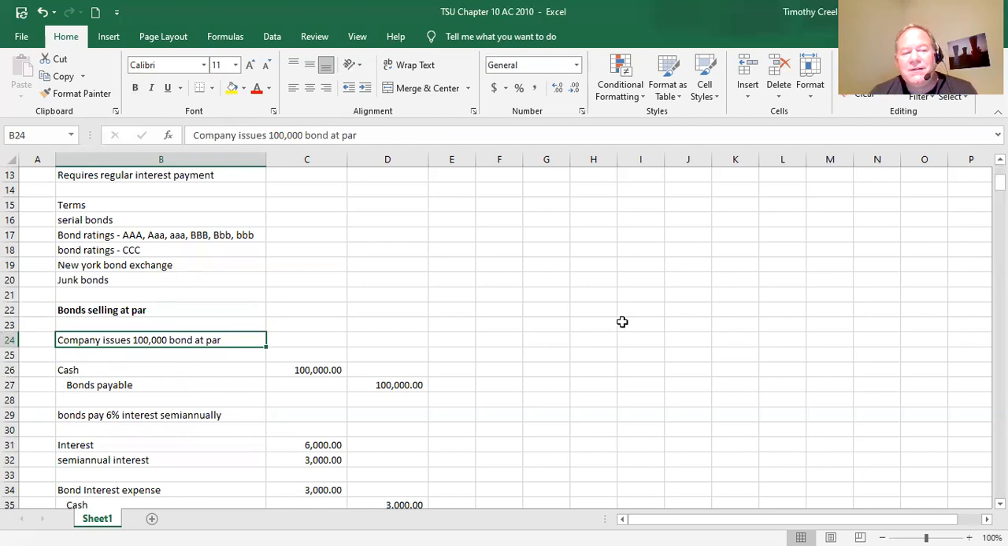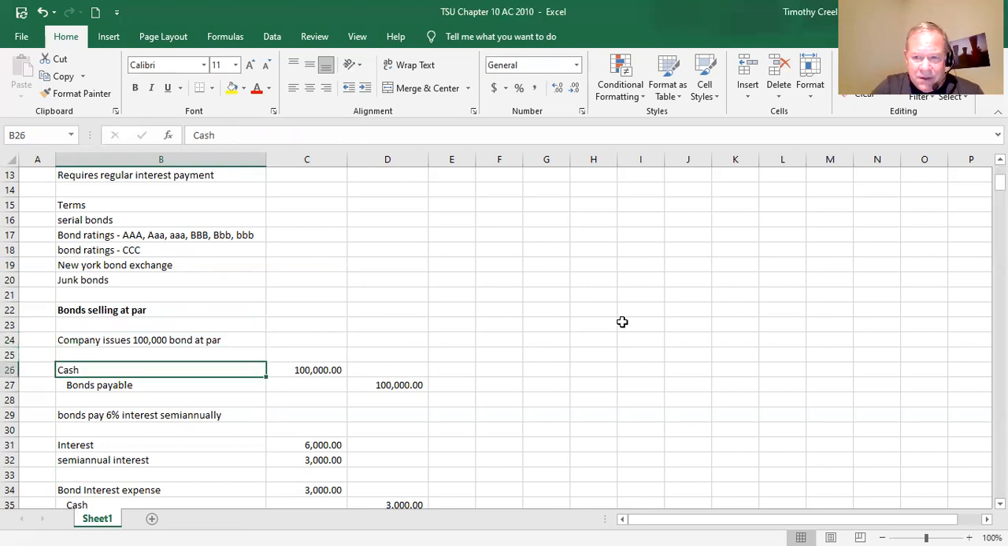Now, bond selling at par, what this means is that the bond is going to sell at its face value. Face value is the value that's on the bond. So if it's a $100,000 bond, it's going to sell for $100,000. Now, there are different instances. We're going to look at one in a moment where a bond sells at a discount, which is less than face value, or a premium, which is more than face value. But in this case, we're looking at a bond that sells right at face value.